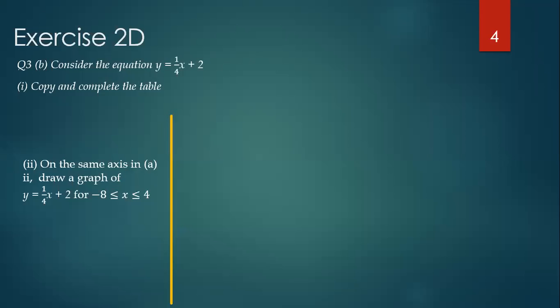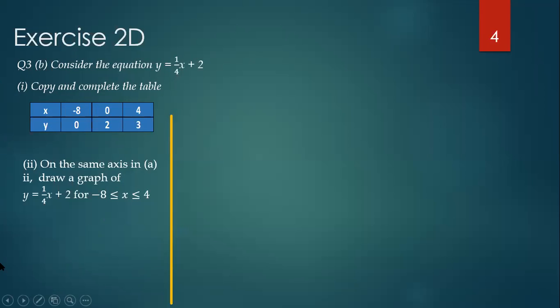Now let us do the second part, which is part B. Consider the equation y equals 1/4 of x plus 2. Copy and complete the table. We are given the values of x: minus 8, 0, and 4. If x is minus 8, we'll get y as 0. If we take x as 0, we'll get y as 2. And if we take x as 4, we'll get y as 3.